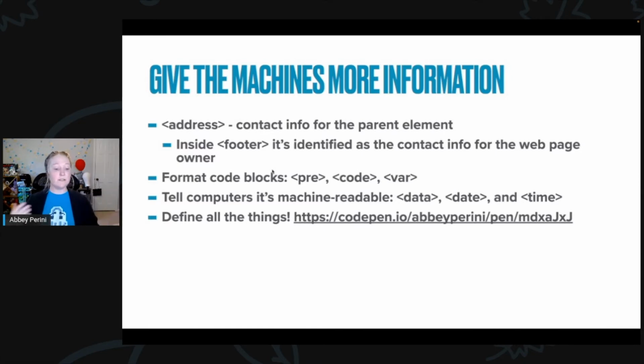You can also tell the computers that it's machine readable. Data, date, and time will tell computers, hey, I can use this. They also have attributes that allow you to make them easier to use in code as a developer. You can put text that is the date that you want to display and then have an attribute in the date tag that is a JavaScript datetime object that you can just pull when you're interacting with the page.